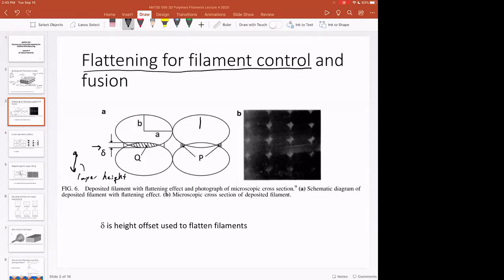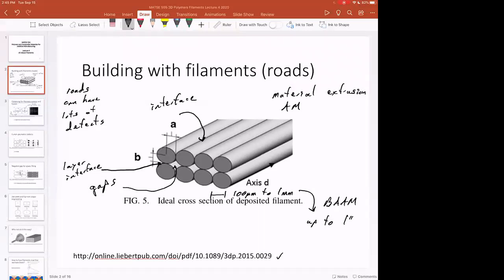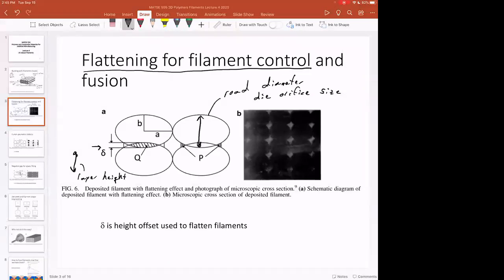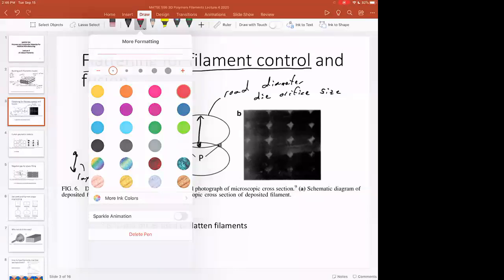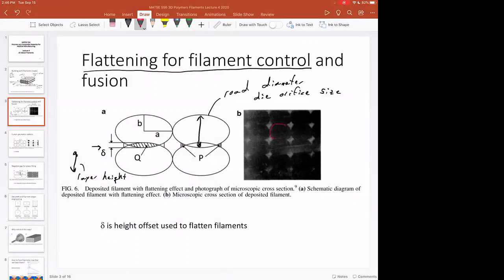But the road diameter is set by the die orifice size, and a little bit by the viscosity and the print speed and things that you can control. So in this type of printing, you sort of get what road diameter you get under a certain set of conditions, and then you can adjust the layer height in the software in order to get this flattening effect. And you look at the schematic right here, and let me change pen colors so you can actually see it. So this is a flattened oval road that came out as circular, and then this is the gap.